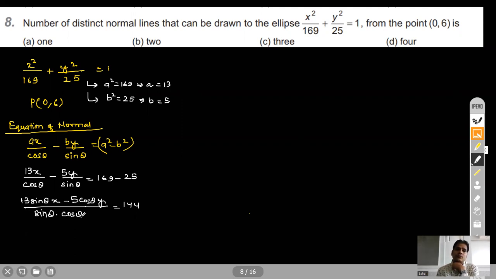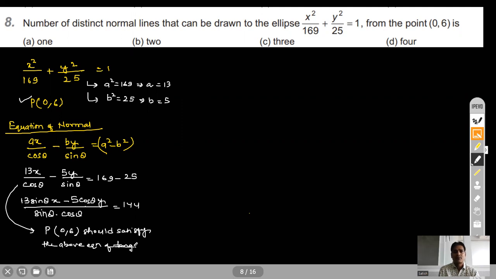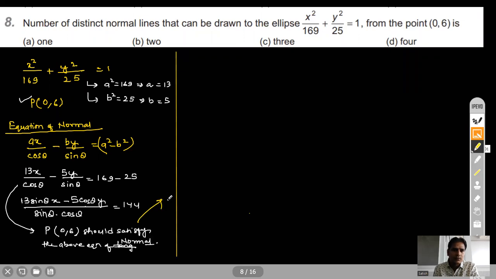One thing we can do: this normal is passing through this point, so we could have avoided this system. Anyhow, I've written it. This point P should satisfy the above equation of normal. Not tangent, the above equation of normal. Why? Because I have written the equation of normal, and that normal must pass through this point. So it should satisfy.